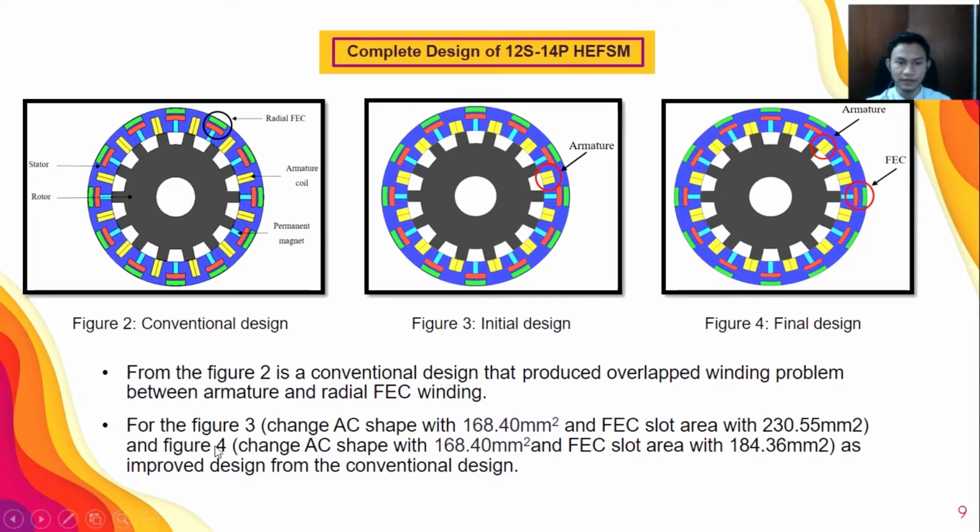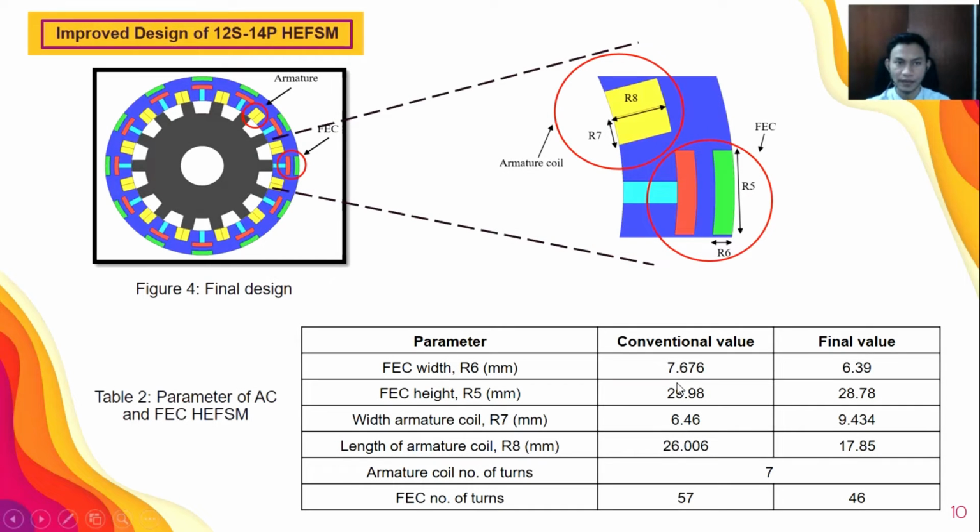While in figure 4, I changed the armature shape to 168.40 millimeter square, and the FEC slot area to 184.36 millimeter square. This is the improvement from the initial design. So this is the final design, by improving the 12 slot 14 pole HFSM.